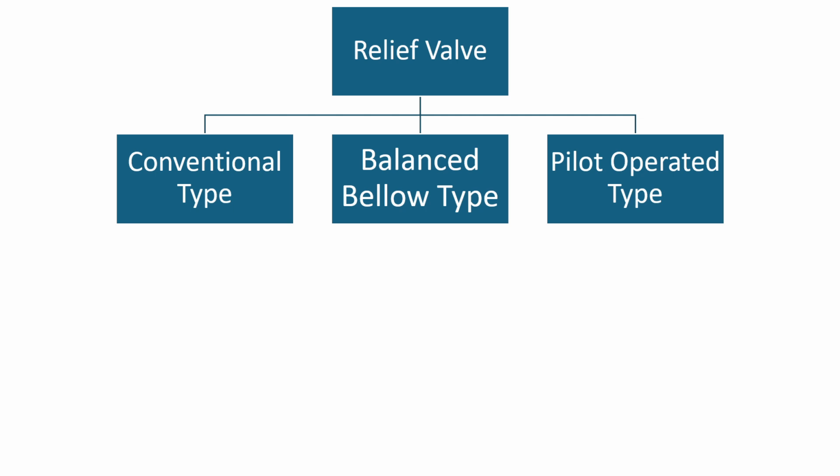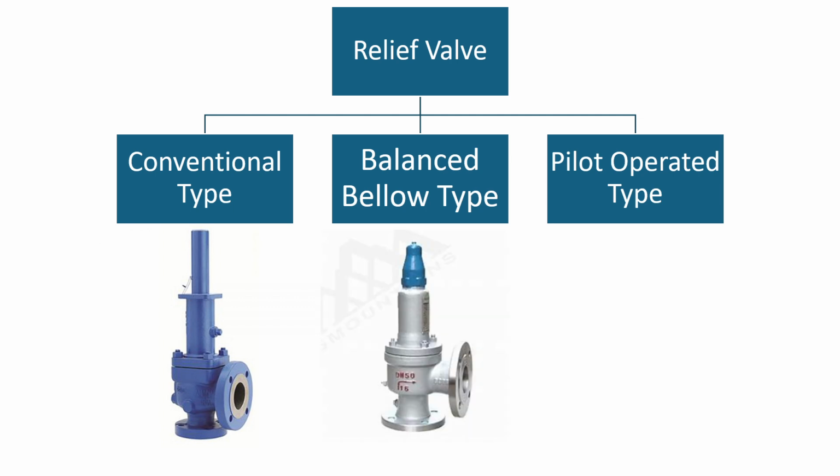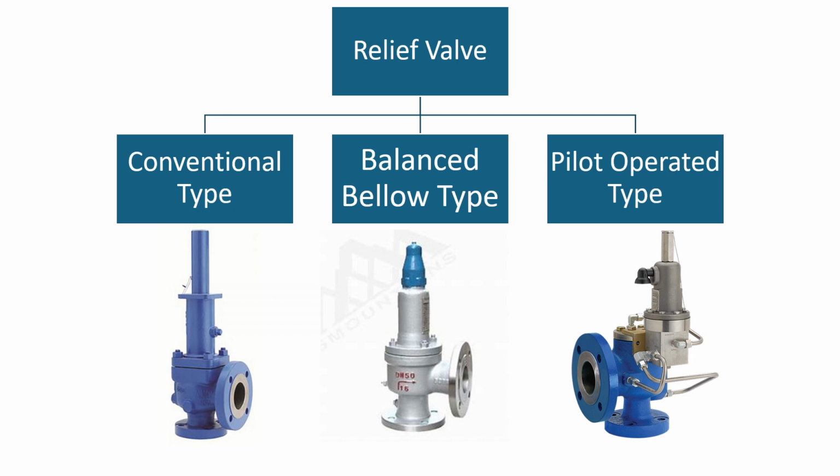And there are basically three types of safety relief valves. First is the conventional type, the second one is the bellow type, and the third one is the pilot operated type. So we will discuss them one by one, and how to select which type of safety valve is required as per our process suitability and the parameters.